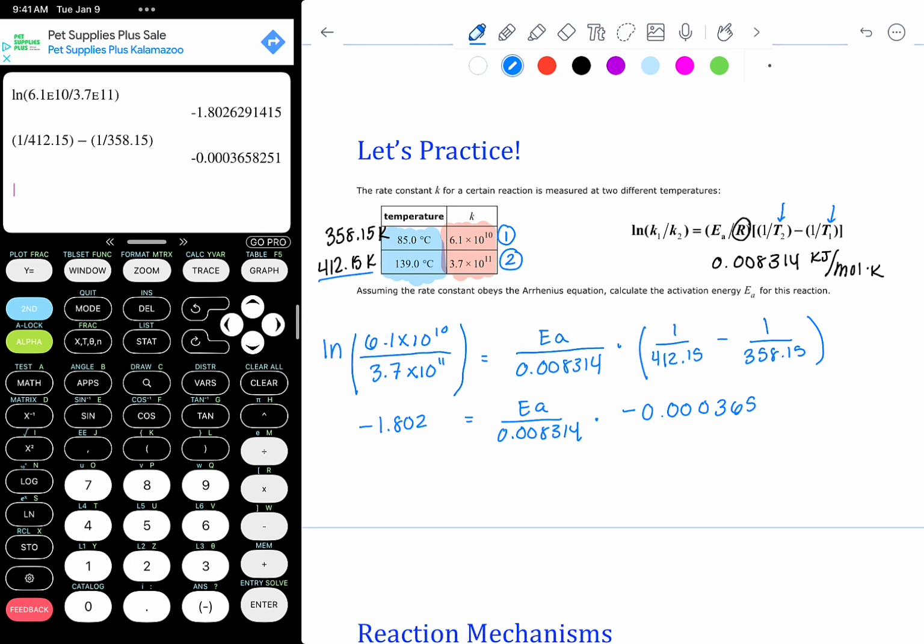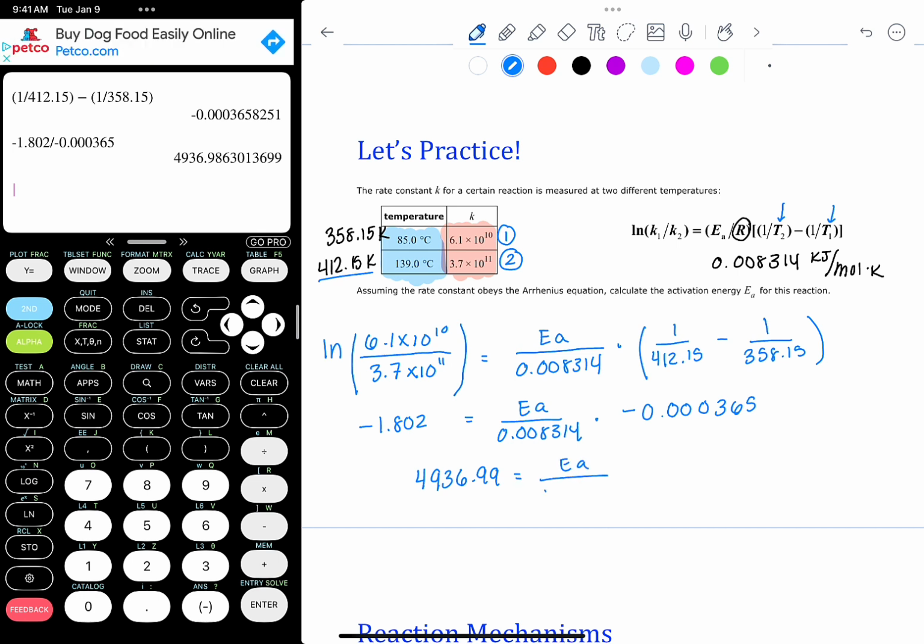So we're going to take that negative 1.802 and divide it by that negative 0.000365 to get 4,936.99 is equal to EA over 0.008314. And we can solve for EA by multiplying both sides by that R.